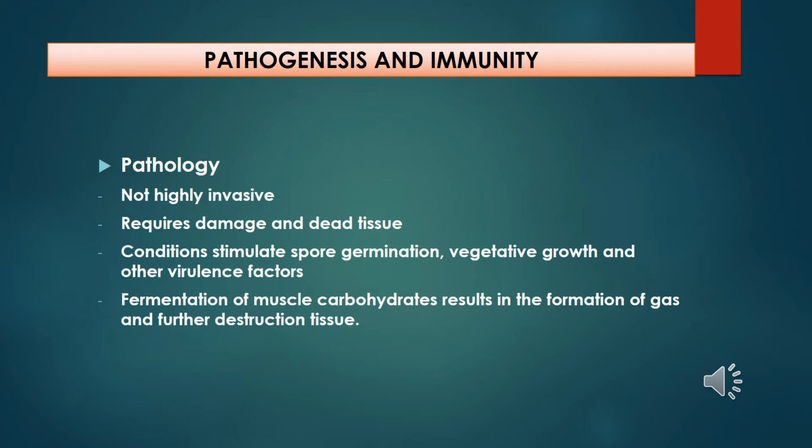For its pathology, Clostridium perfringens is not highly invasive and requires damaged tissue. Conditions stimulate spore germination, vegetative growth, and other virulence factors, and fermentation of muscle carbohydrates results in the formation of gas and further tissue destruction.